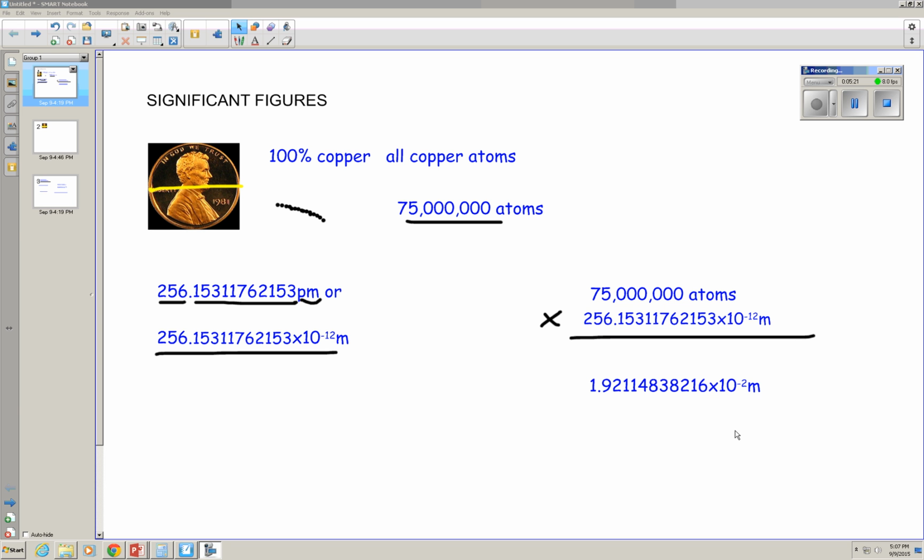Let's get that back into a more realistic number. If you multiply that number by 1,000, you get it into millimeters, and I think people are pretty familiar with about how big a millimeter is. And here it is: 19.21148382216 millimeters. So that's the exact diameter of a penny. Pretty cool, huh? Well, I have a problem, and I want to pause for a minute to show you my problem.